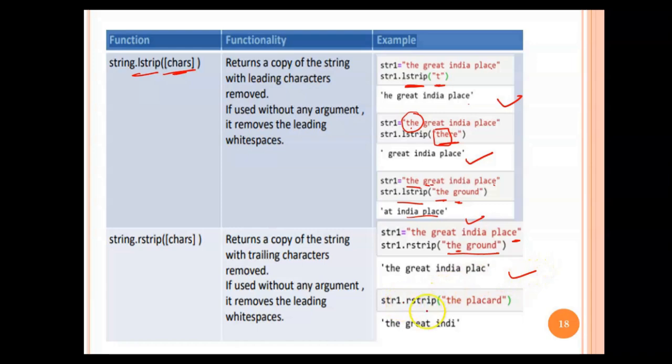Then we have the R strip again, the same thing from the right hand side, PLAC. A is also there, so this will be removed. So the Great India, INDI. A will be removed, and PLAC is already there, so this will be removed. So this is what you have to remember overall.